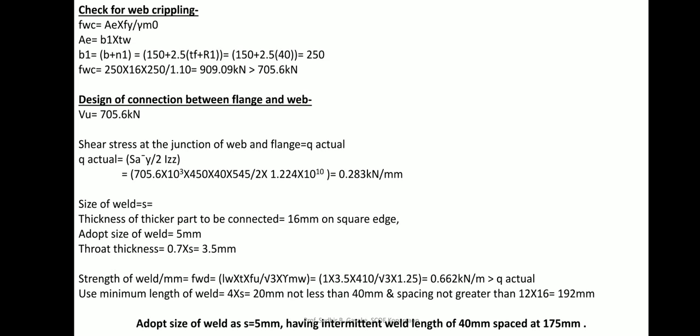So we are getting crippling strength equal to 909 kilonewton, and it is greater than 705. Therefore, for this condition also it is safe. Then the last step is the design of the connection between flange and web. Flange and web are to be designed.